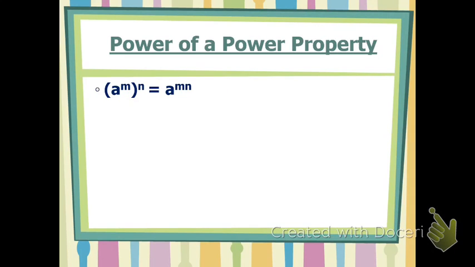The next exponent rule that we'll look at is the power of a power property. You can see here in the rule, if you have a to the m, and then you take that and you raise it to the nth power, you end up with a to the mn. So in words, this means that you keep the same base and you multiply the exponents. Let's do an example to see why it works out this way.